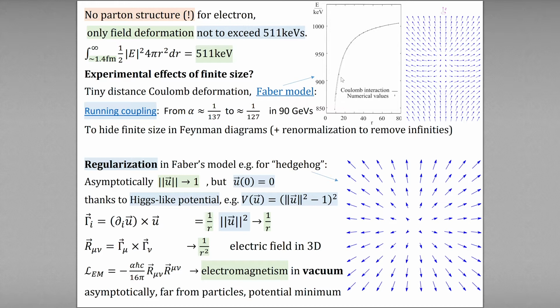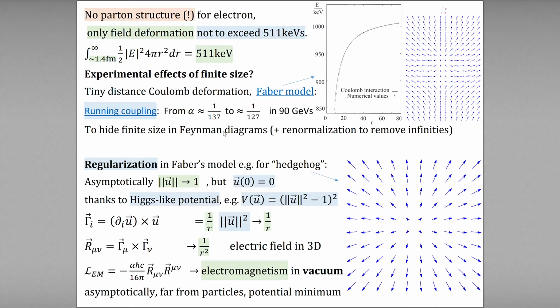So we have asymptotically Coulomb interaction. However, for very close distances, we have this deformation, this running coupling. Where this finite size would be, let's say, in Feynman diagrams. So for example, in this running coupling, this deformation of the fine structure constant.